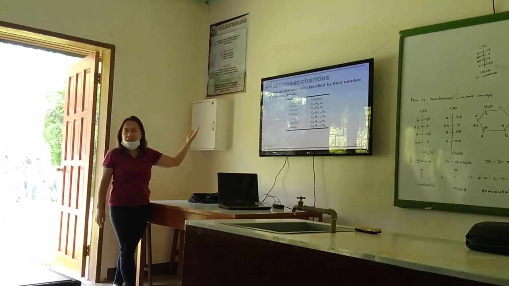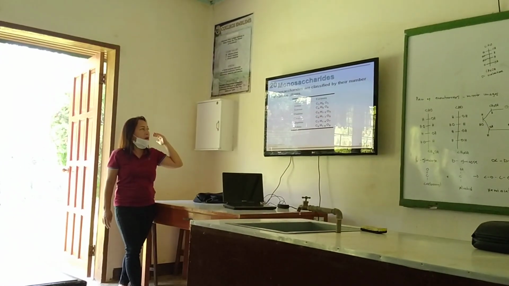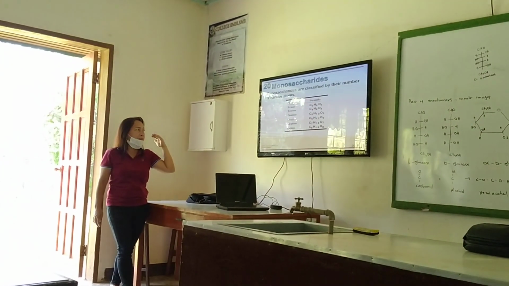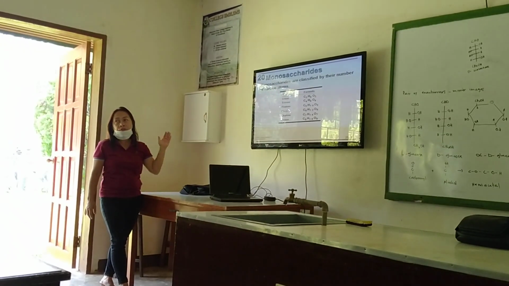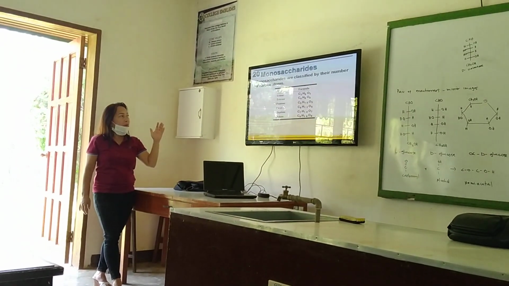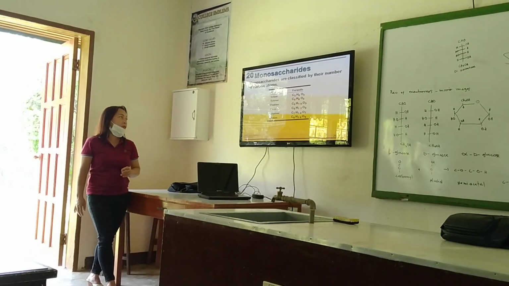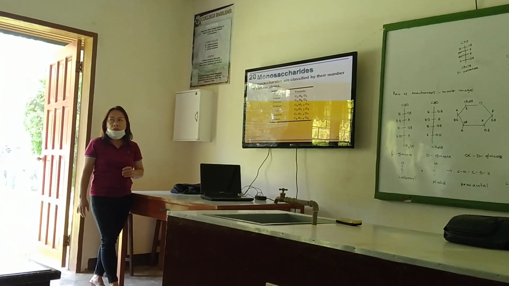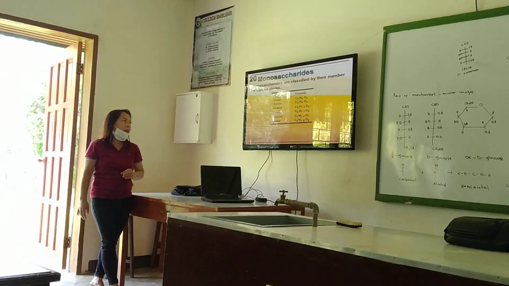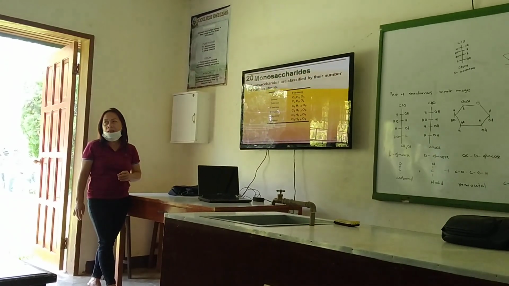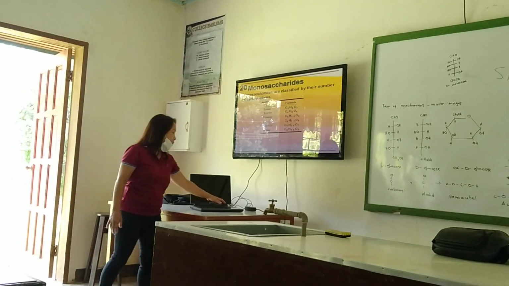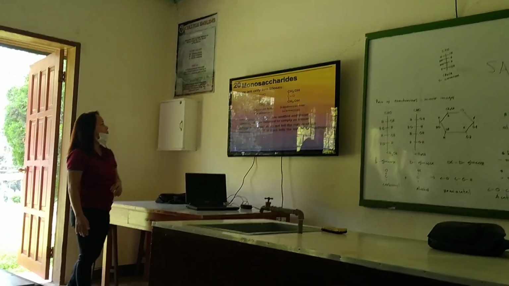Hepta means 7. Hexose is 6, heptose is 7: carbon is 7, hydrogen is 14, oxygen is 7. Octose, octa means 8: carbon 8, hydrogen 16, then oxygen 8. So it's easy to remember.